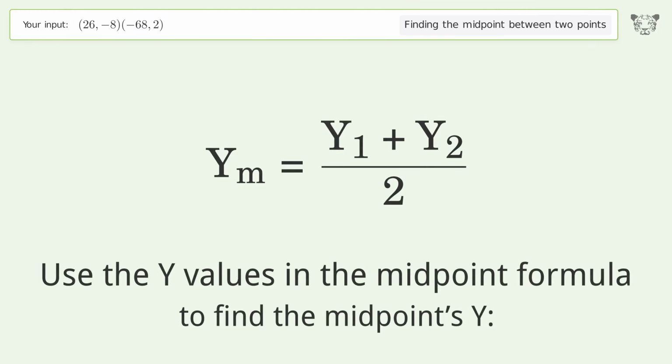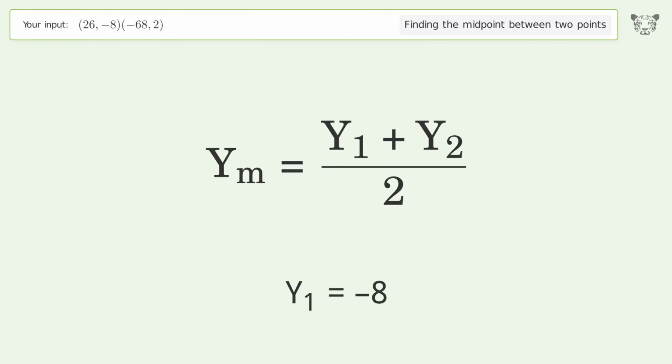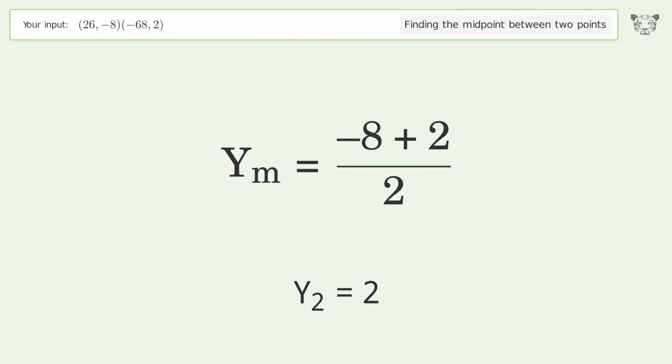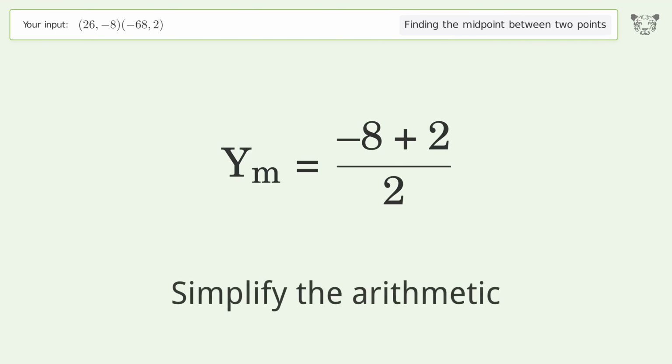Use the y values in the midpoint formula to find the midpoint's y. y1 equals -8. y2 equals 2. Simplify the arithmetic.